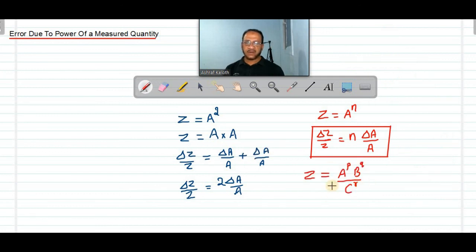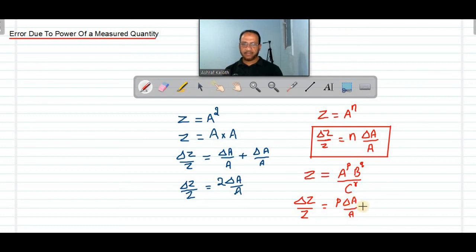Okay. Suppose this is a physical quantity, and its equation is like this. Z is a physical quantity. It is measured by using this equation: A raised to P, B raised to Q, C raised to R. Can you tell me the equation of fractional error of this measurement? Delta Z by Z equal to what? P into delta A by A.